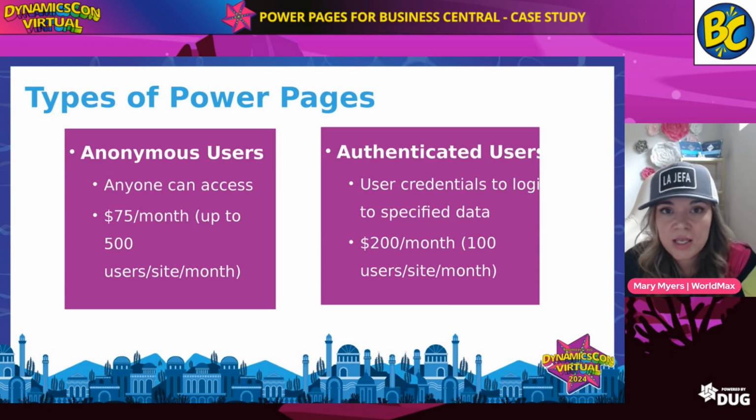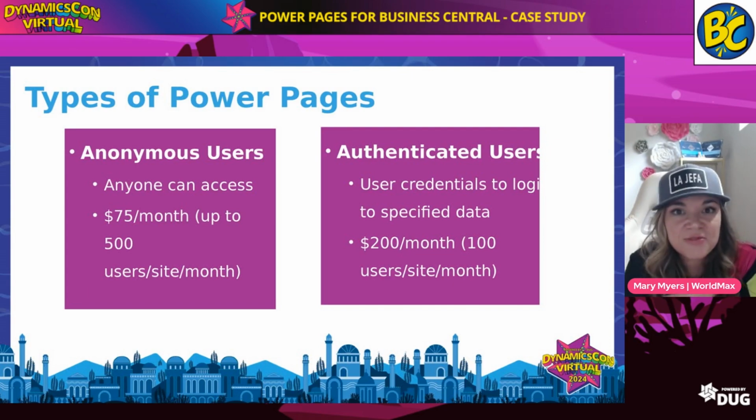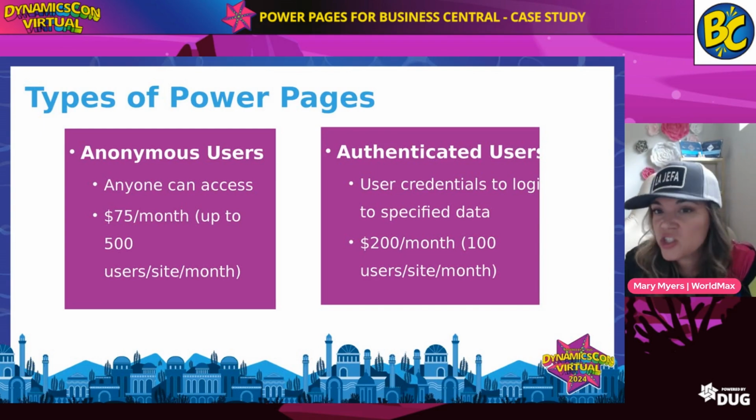So that's someone that can essentially log into your website without any credentials. Usually, I think this is best for just taking information in, but maybe not where you want somebody to actually access the information. I've done some things where I held a community golf scramble, and we used Power Pages as a landing page, as a registration page, which made that super easy. And what's nice about this is that it is cost effective. So that anonymous user is going to run you $75 a month for up to 500 users that access your site. So that's what an anonymous user is.